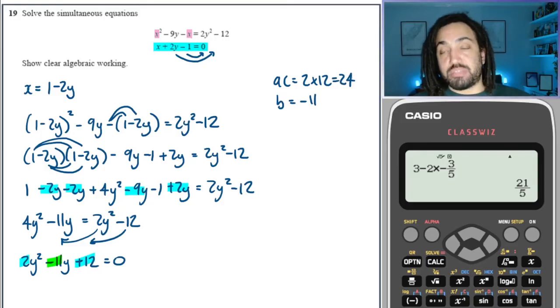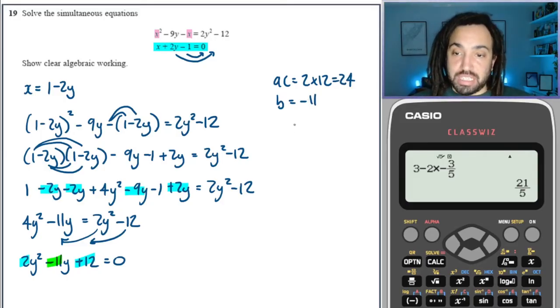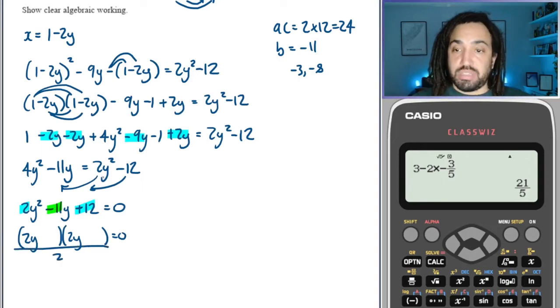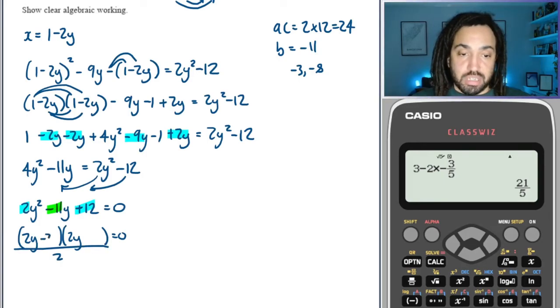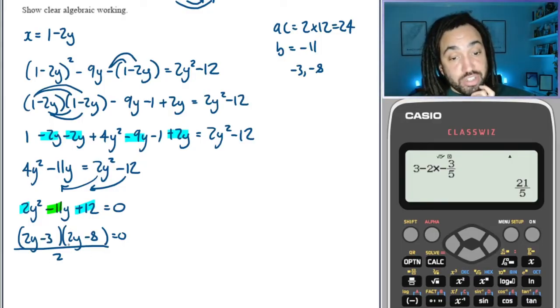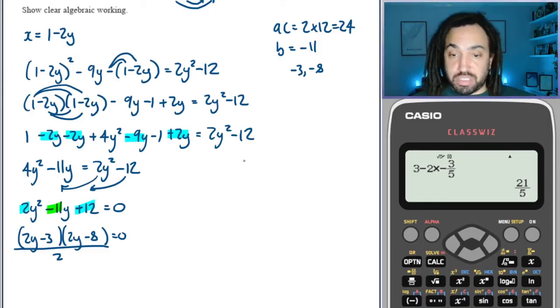Two numbers that times to make 24 and add to make minus 11 are minus 3 and minus 8. And because this A term here is 2, we're going to write 2y, all divided by 2. We stick in these two numbers, minus 3 and minus 8. We think which bracket can we divide the 2 into? Well, best one will be this one because it's both got factors of 2.